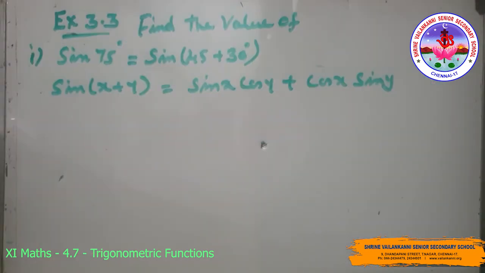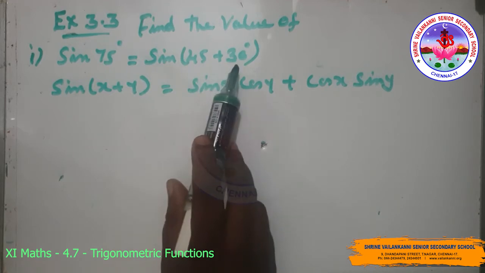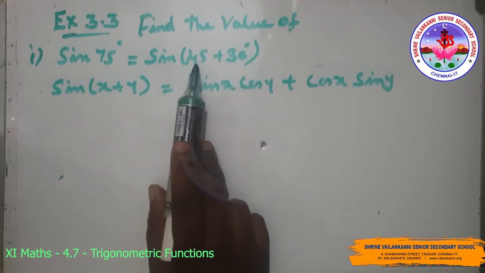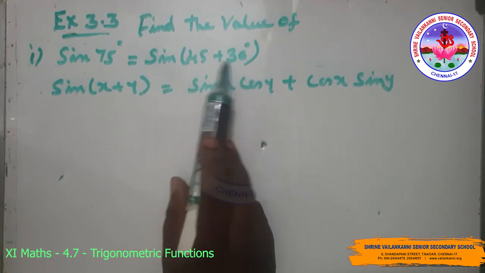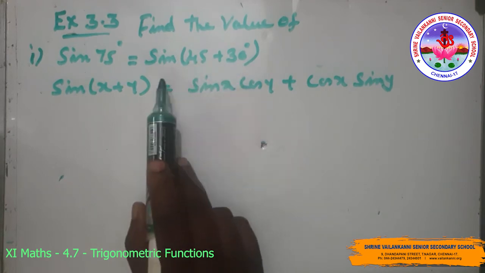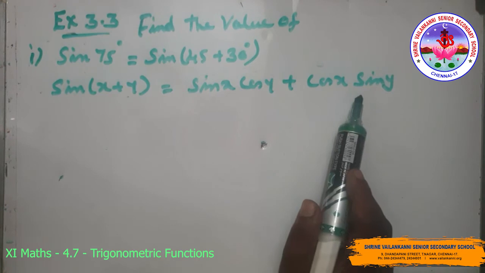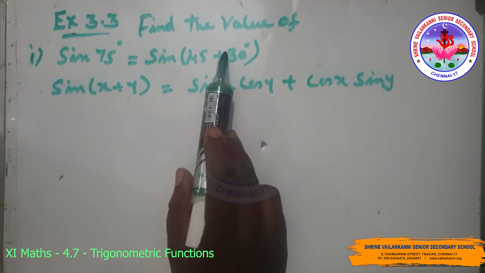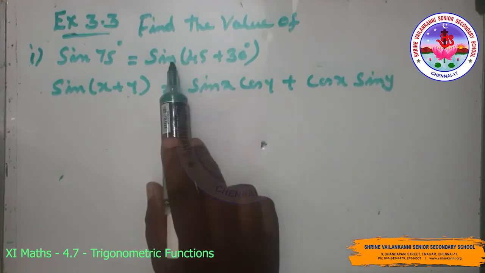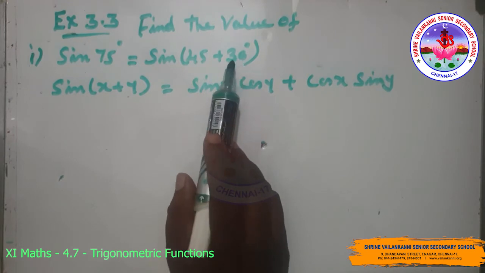Fifth one, find the value of sine 75 degree. So sine 75 degree, I am writing this as 45 plus 30 degree. We know the value of sine 45 and sine 30. So sine of x plus y is sine x cos y plus cos x sine y. I am going to use this formula to find the value of sine of 45 plus 30 degree.